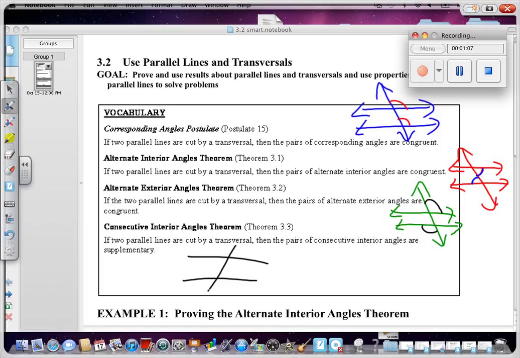And then consecutive interior. And how is consecutive interior different? They're not equal, they're what? Supplementary. Okay? Alright.